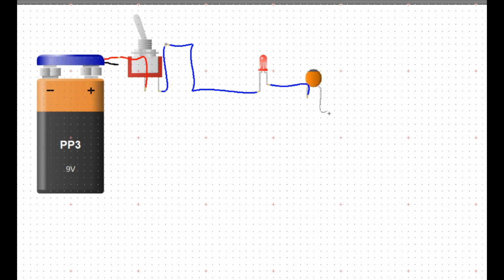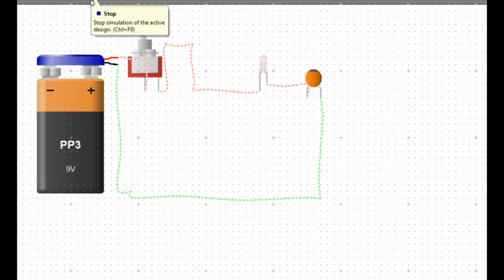Chapter 2. Circuit 1. Inductor and LED in series with a DC source. Let's start with the first circuit, an inductor and an LED connected in series with a DC source like a battery. What happens? When you connect the circuit, the LED will glow.